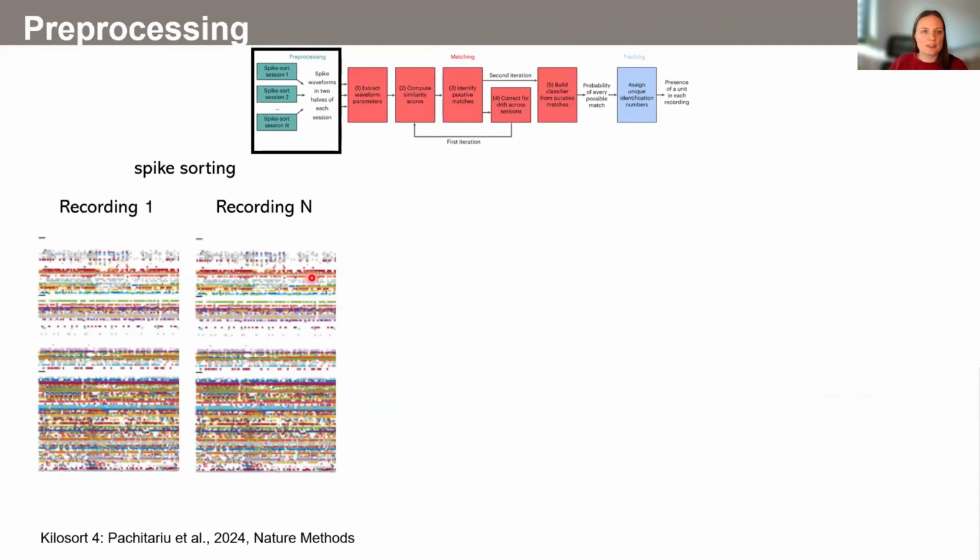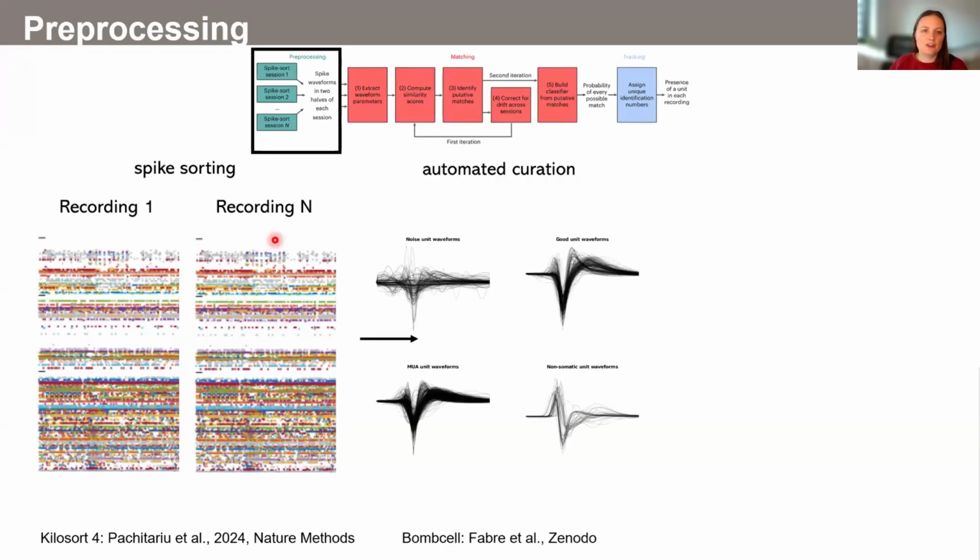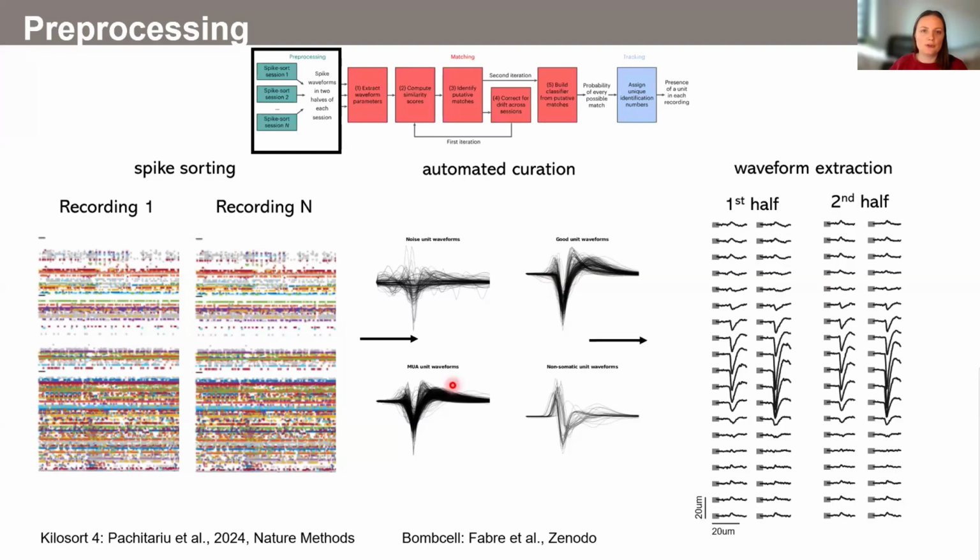For the pre-processing, we're spike sorting individual recording sessions using Kilosort in our case, but you can use whatever you want really. Every single session has a separate spike sorting done. We then use curation, so we use Bombcell, but again, there are other methods out there. For all the good units, we ask what their waveform was, averaged across the first half of the session and the second half of the session, and we extract all these waveforms.